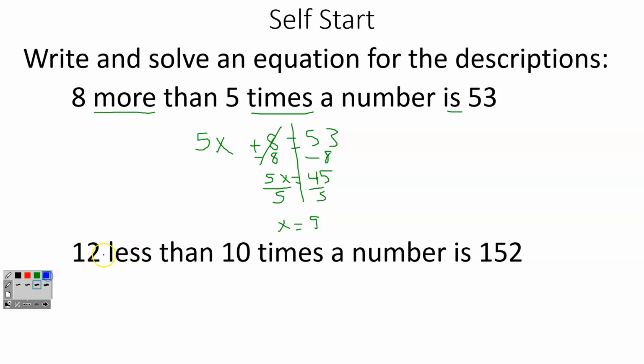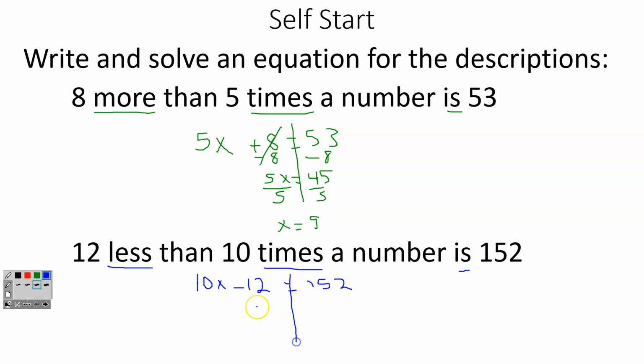Next one, 12 less than 10 times the number is 152. Keywords, there's less, there's times, and is. 12 less means I'm going to be subtracting 12. Then 10 times the number. It doesn't say what number, so I'm going to use a variable. Is means equals 152. So there's my equation.